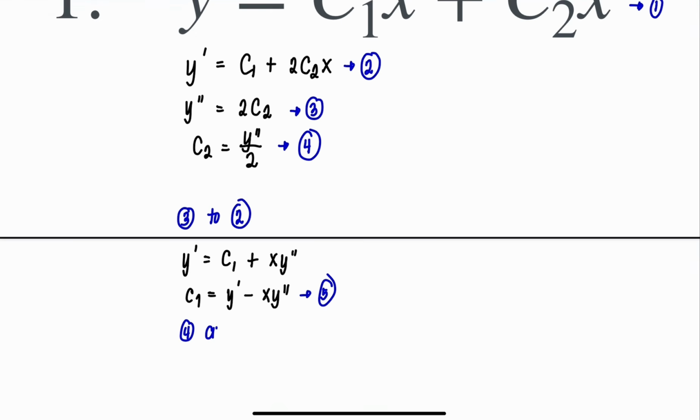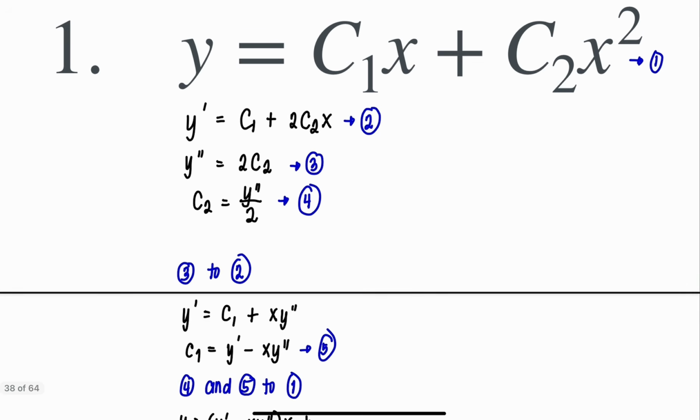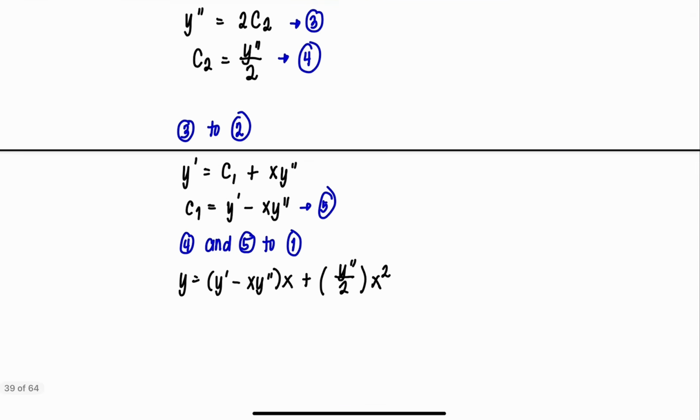So equation number 1 is y equals c sub 1 x, but c sub 1 is equal to y prime minus x y double prime, so that's y prime minus x y double prime times x, plus c sub 2 x squared, but c sub 2 is y double prime over 2. Okay, so that's y double prime over 2 times x squared. After which, there are no more arbitrary constants. We can now just simplify that.